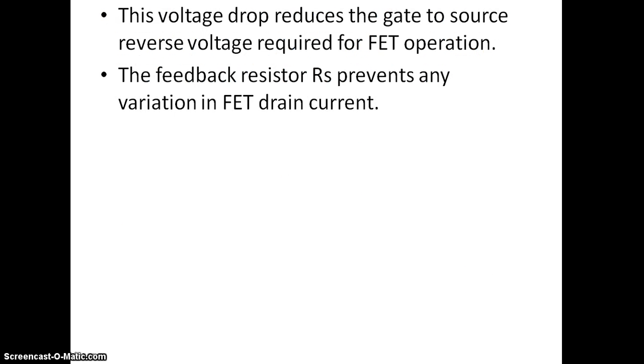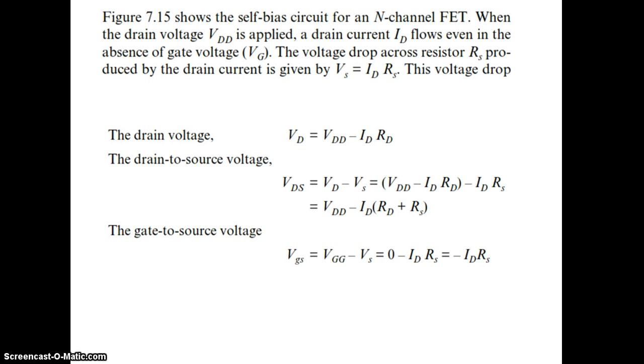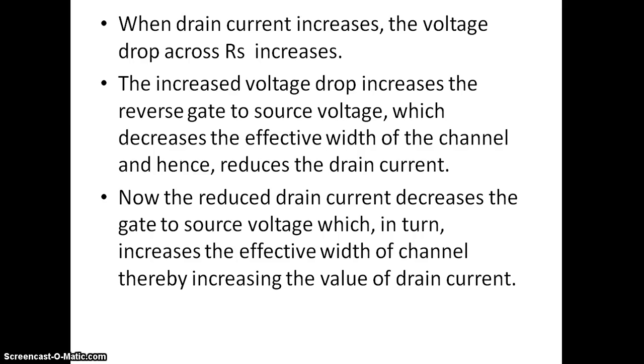This voltage drop provides the gate to source reverse voltage required for FET operation. So the feedback resistance RS prevents any variation in FET drain current. This is how the bias stability is achieved. If by any temperature change the drain current increases, that will be compensated by a decrease in drain current.